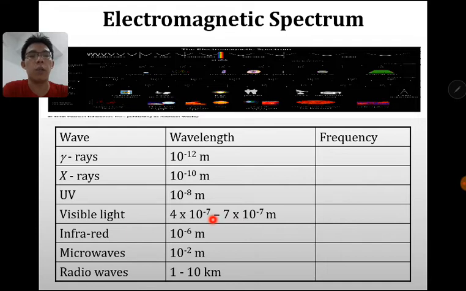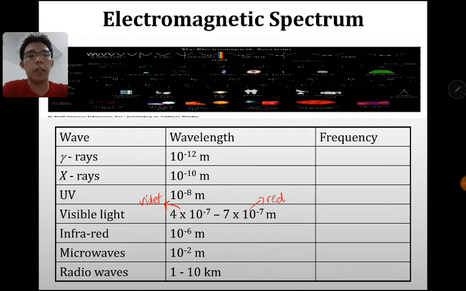You can still record that as 4 times 10 to the power negative 7 to 7 times 10 to the power negative 7. So this one being the red color, and this one being the violet. In between there are 7 colors, so you just divide them equally. That will be roughly the wavelength. Above the violet we have ultraviolet. So violet and ultraviolet, very easy to remember, right?